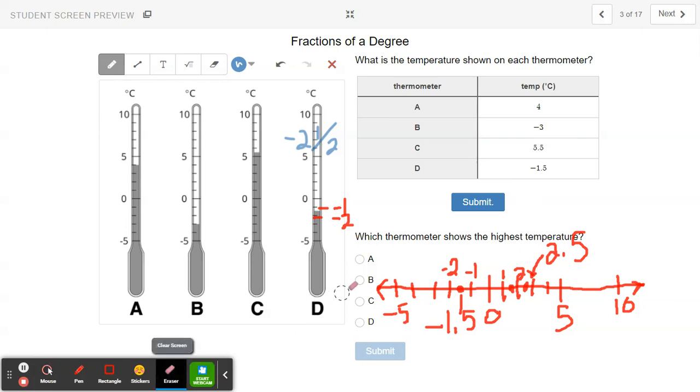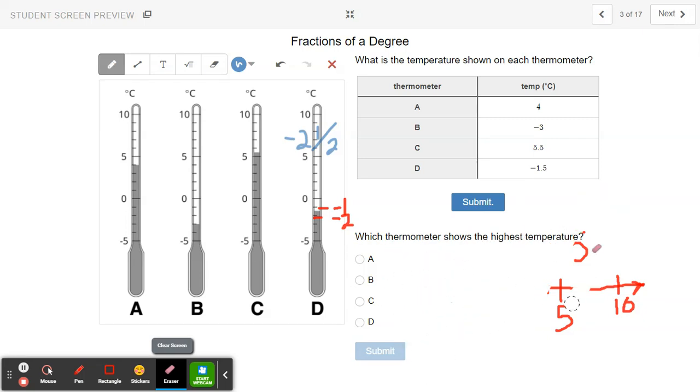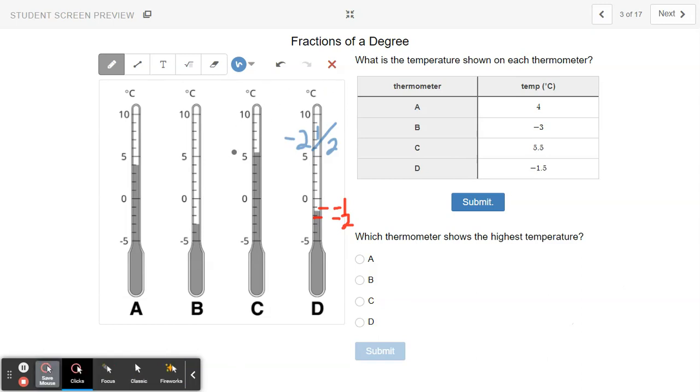So let's take a look here at the next question. When you hit submit for those answers, it says which one's showing the highest temperature, right? So there's a lot of ways you could look at that. Some people look at this and go, okay, well, 5.5, right? C, right? You look at the numbers. Some people can just look at the thermometer. Well, the higher the temperature on a thermometer means the higher up it is on the thermometer. So I know this C is the highest temperature. Okay.